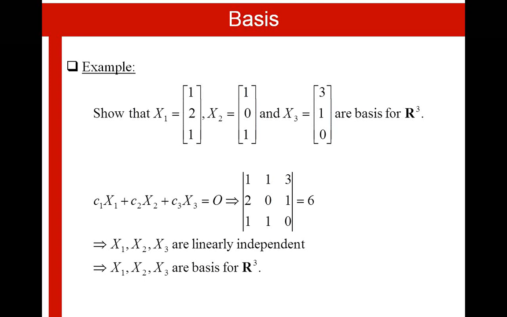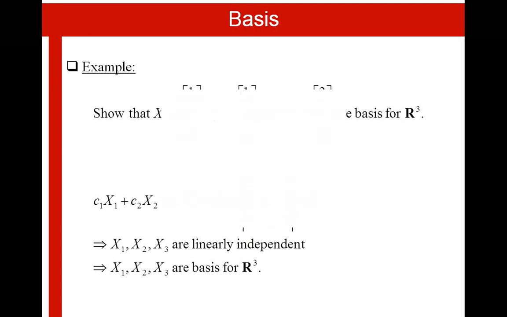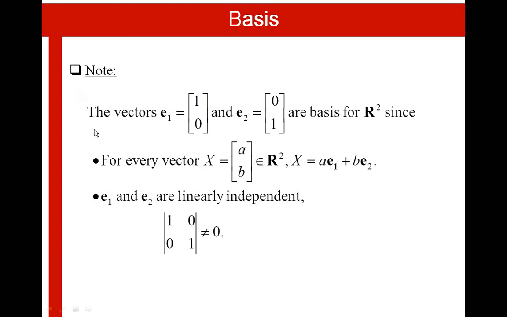So we place these vectors into a matrix and calculate the determinant, and the determinant is equal to 6, which is different than 0. Therefore, x1, x2, x3 are linearly independent. Being linearly independent, these three vectors are a basis for R3. More examples on basis in R2, and later on the following slide in R3.